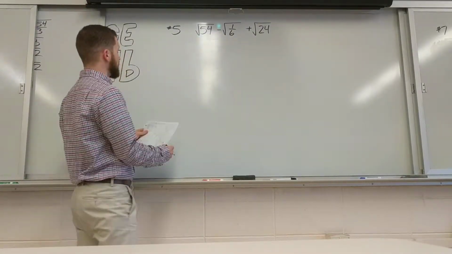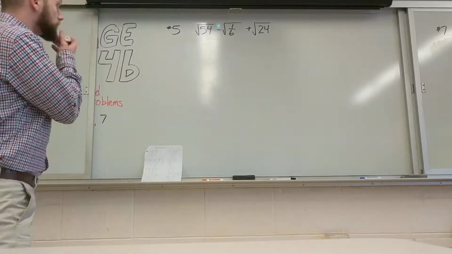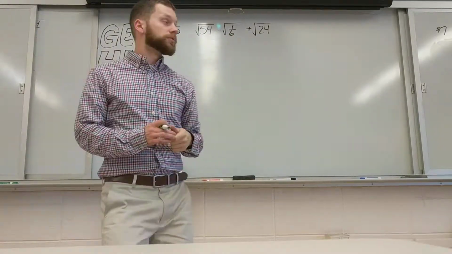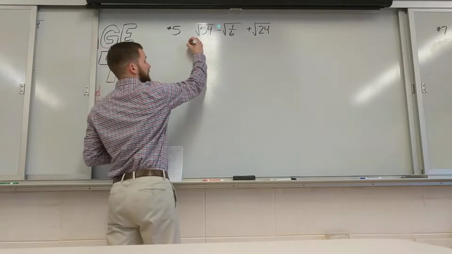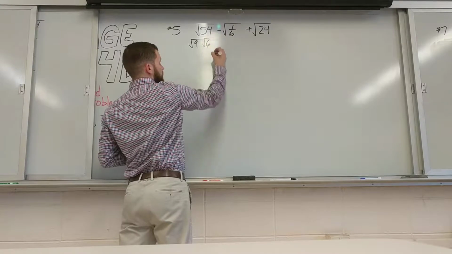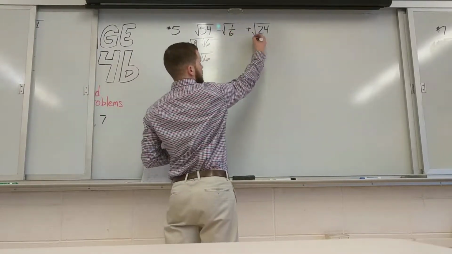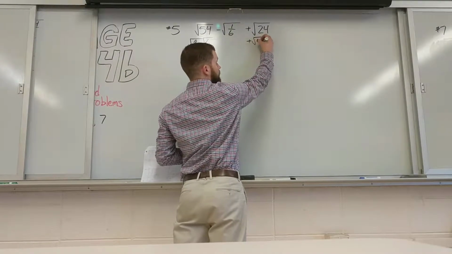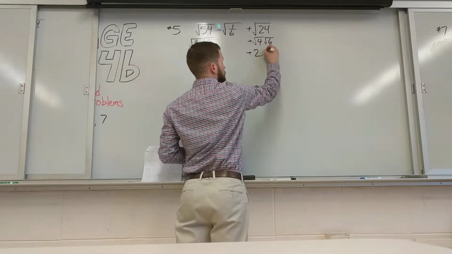All right, here's number 5. I think 5 is one of the more tricky problems. So again, we should look to simplify each of these terms individually. All right. So the root 54, we have a 9 as a perfect square factor, and then we would have 6. So this is 3 root 6. I'll come back to that one in a second. Right here, we have a 4 in there, and a 6. So again, this would be 2 root 6.